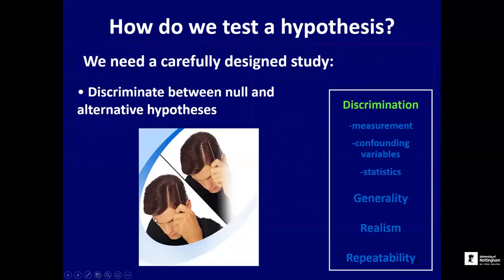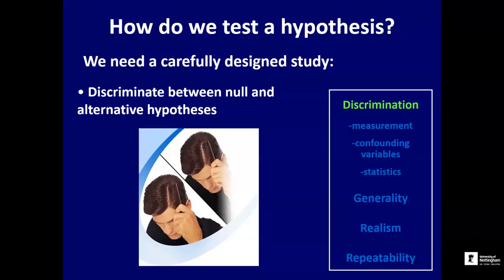So I now want to look at some of the characteristics of a good study, whether it be experimental or observational, and try to identify the key properties of good experimental design. And the first key property I want to look at is the ability to discriminate between the null and the alternative hypothesis.